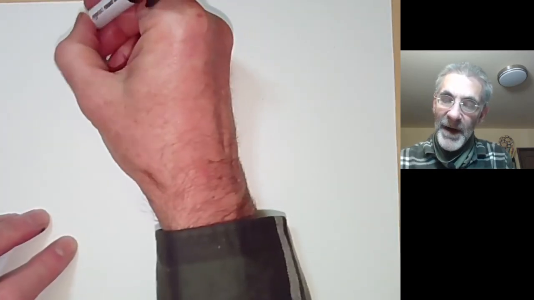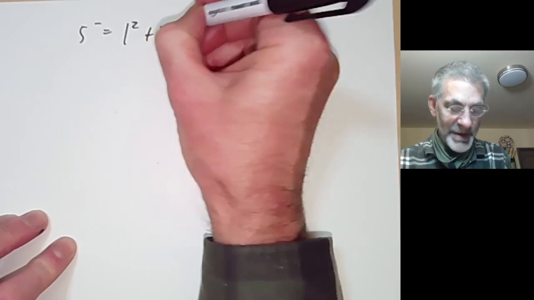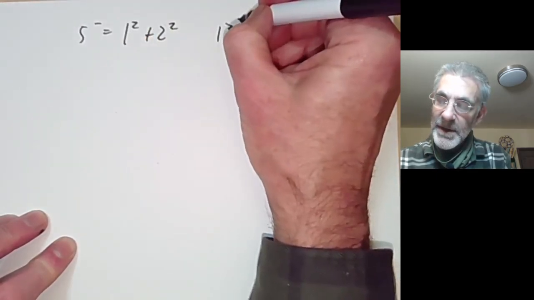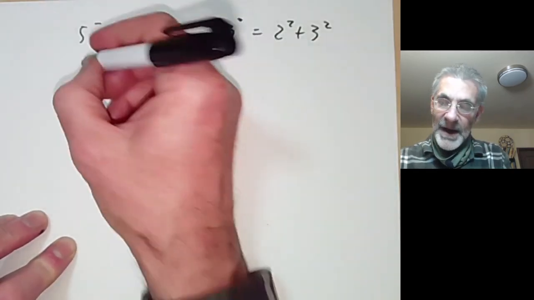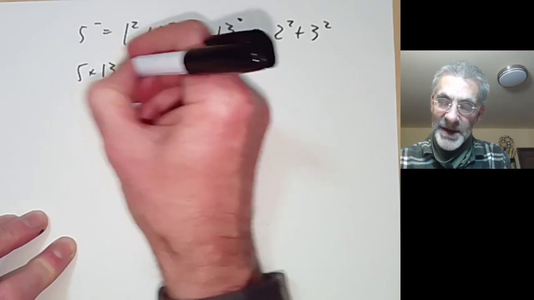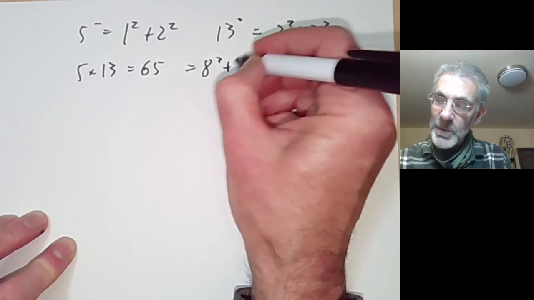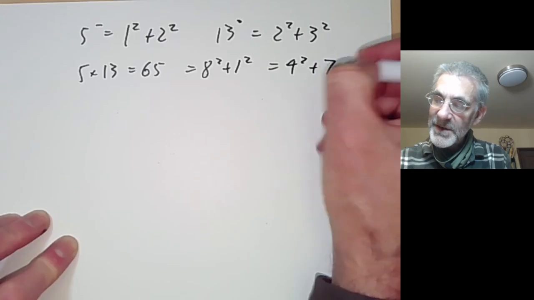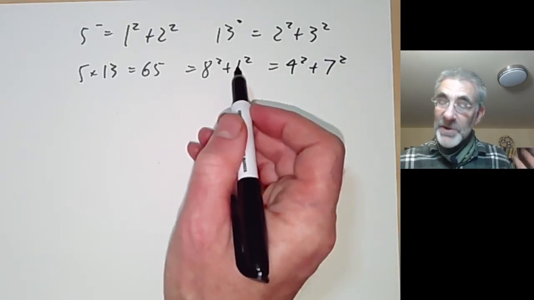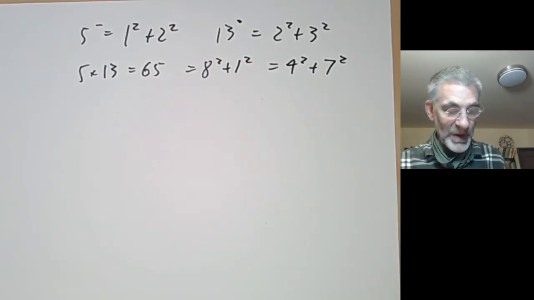So we have 5 is equal to 1 squared plus 2 squared, and 13 is equal to 2 squared plus 3 squared. And we notice that 5 times 13 is 65, which is equal to 8 squared plus 1 squared. Well, it's also equal to 4 squared plus 7 squared. So why are there two ways to write 65 as a sum of two squares? Well, let's take a look.